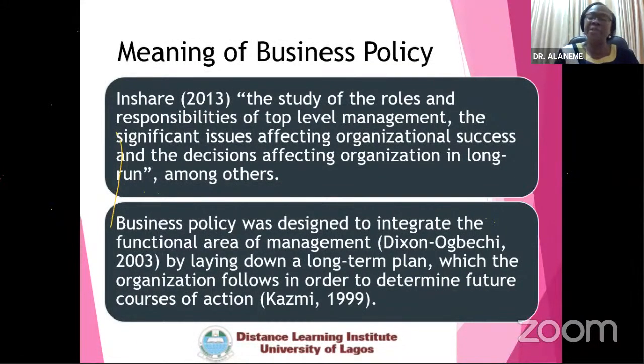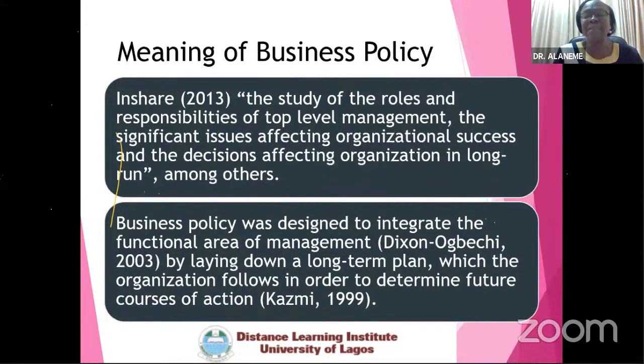Now for Ogbeche, Dixon Ogbeche 2003, in her own words, she feels business policy was designed to integrate the functional areas of management. I have said that earlier. You integrate functional areas of management because ordinarily the functional areas, I'm sure you do know them, the area of production, marketing, finance, human resources, and what have you, most of them were operating on their own, but business policy was designed to integrate all of them to ensure that the organization has one policy which is tilted towards achieving their organizational goals and aims.